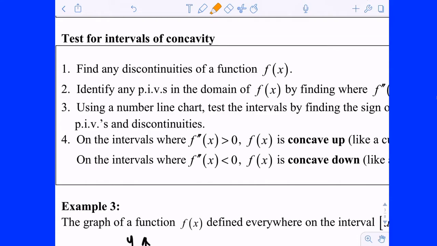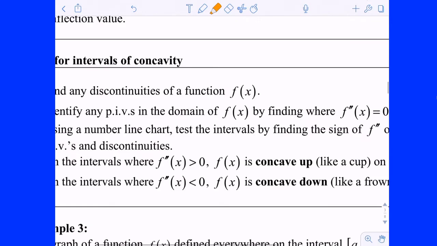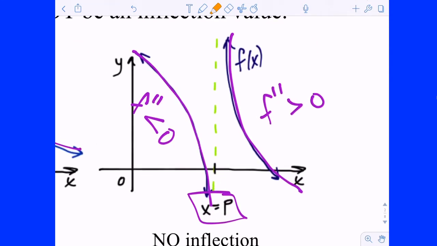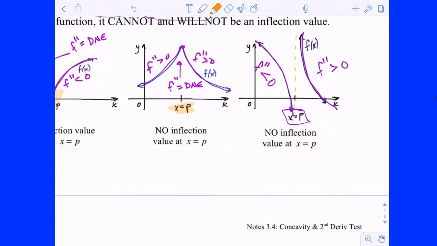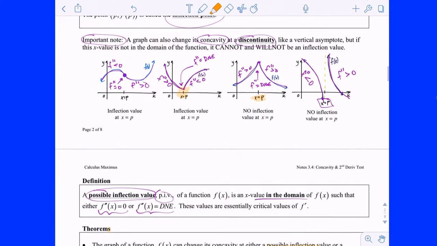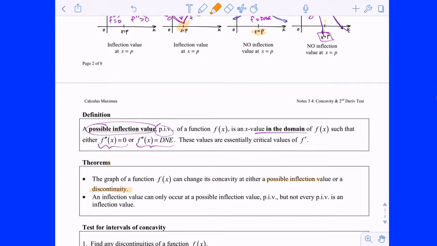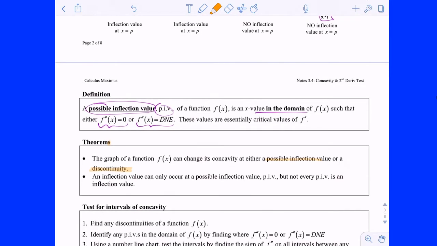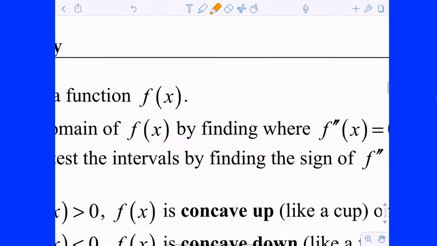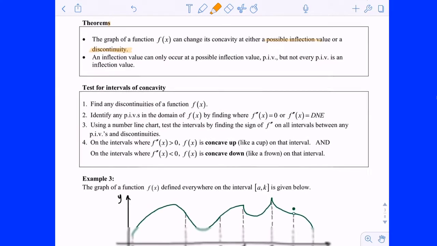They're not going to be inflection values, but they will be very important values, right? Just like we saw up here. A graph can change its concavity on either side of a vertical asymptote. When we draw them in the number line, though, we're going to draw them as dotted or dashed lines. Dashed. That's the Shakespearean way to say dashed. Identify any PIVs, possible inflection values that are in the domain, by finding where the derivative is 0 or undefined.